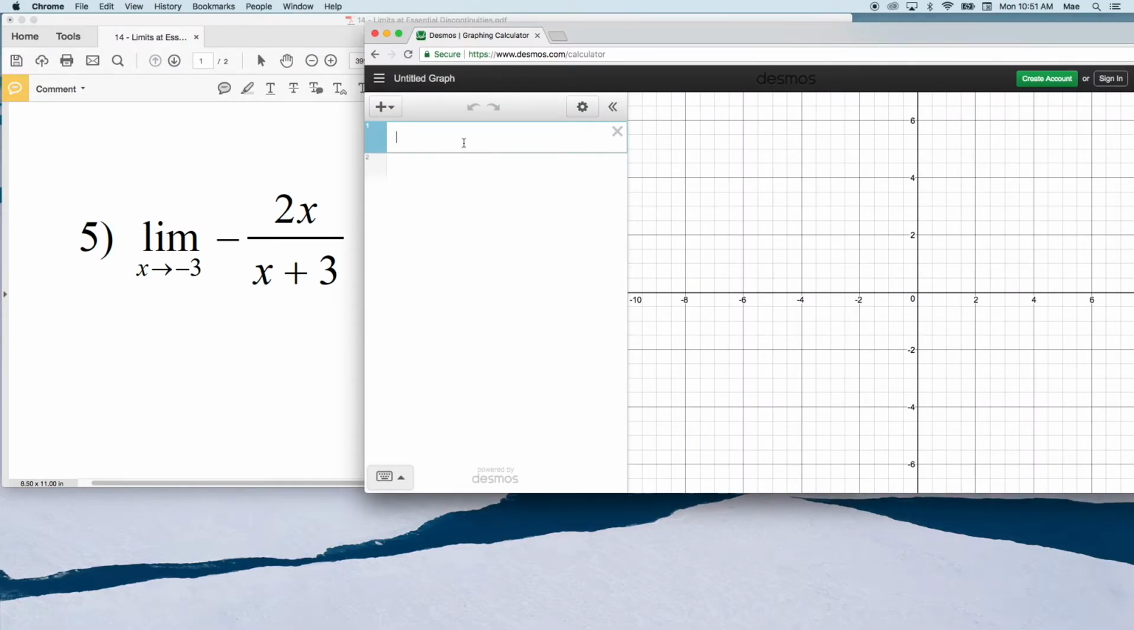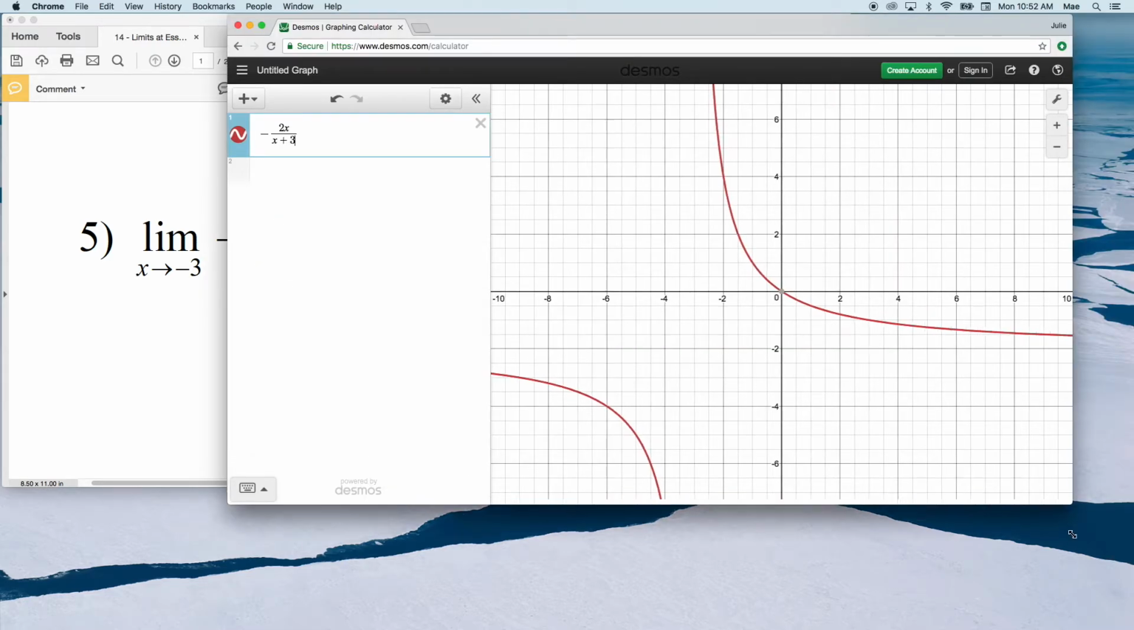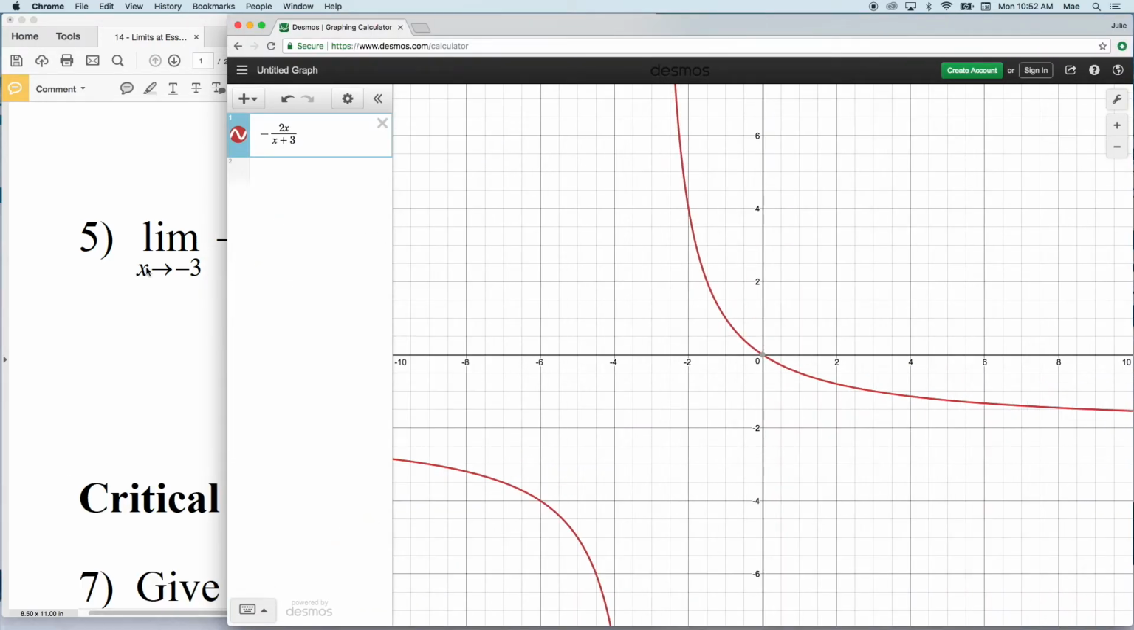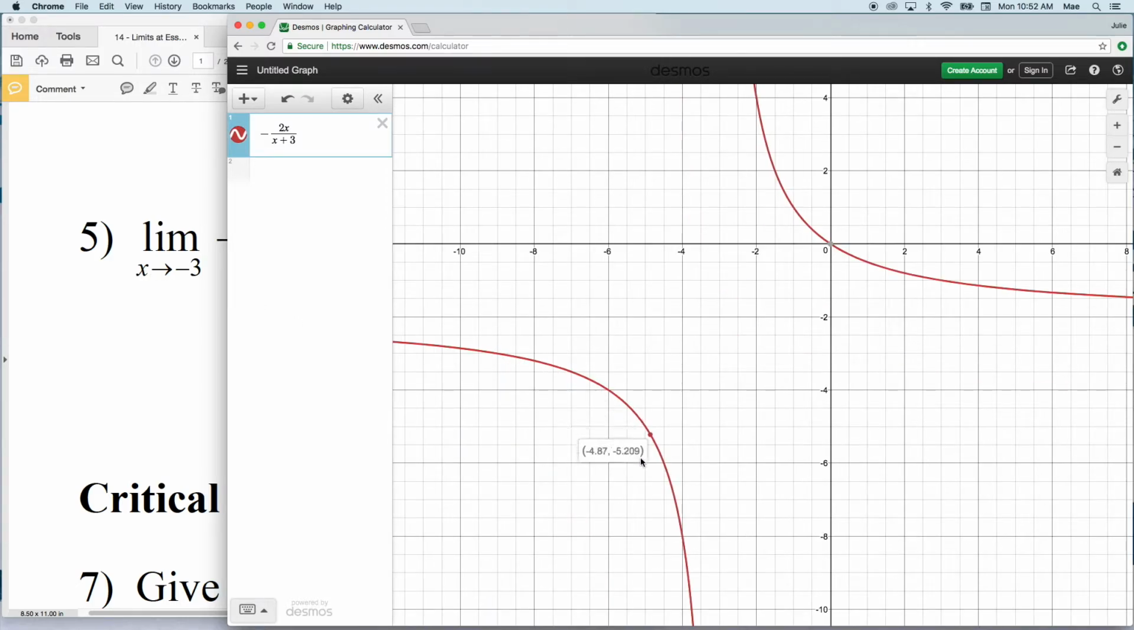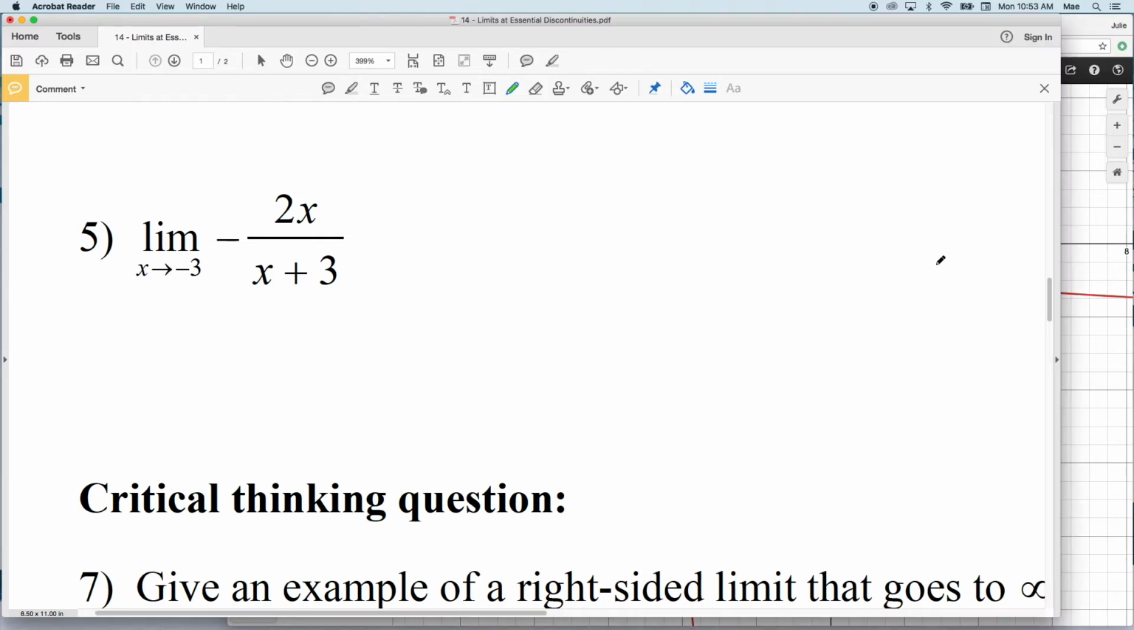Here I have my graphing calculator, and I'm going to type in negative 2x over x plus 3. I'll make my graphing calculator a little bigger. And we're looking at the limit as x approaches negative 3. As we approach negative 3 from the left, we're getting closer to negative infinity. And as we approach negative 3 from the right, we're getting closer to positive infinity. So because positive infinity and negative infinity are not equivalent, our limit in number 5 does not exist.